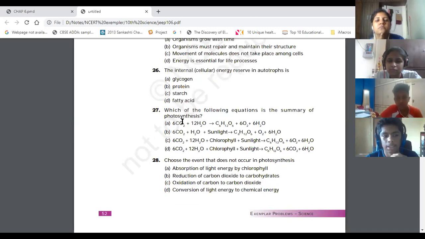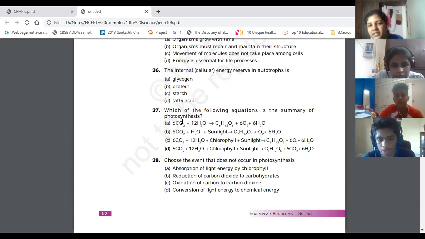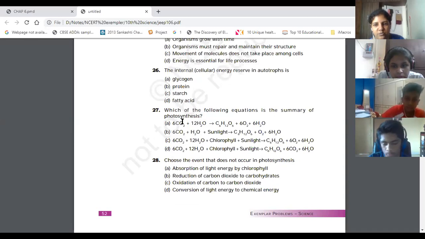Which of the following equations is the summary of photosynthesis? C. Yes, ma'am, C. The first one and C are right, but what is the difference? The condition is mentioned. In the first one, the condition is not mentioned, and in C, the condition is mentioned, that is chlorophyll and sunlight. So C option is the right option.